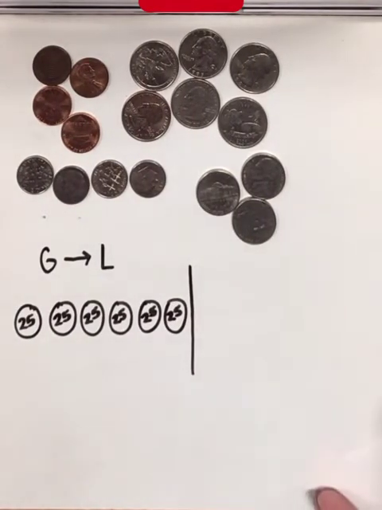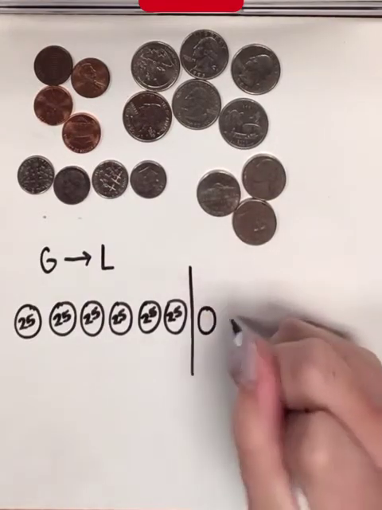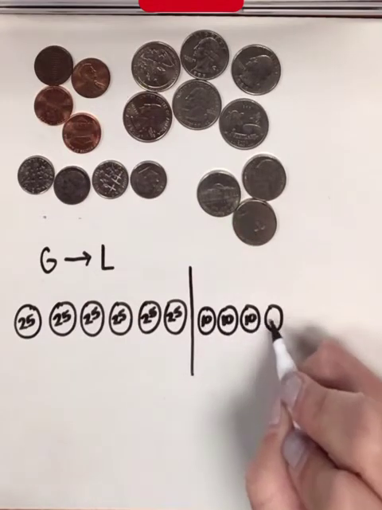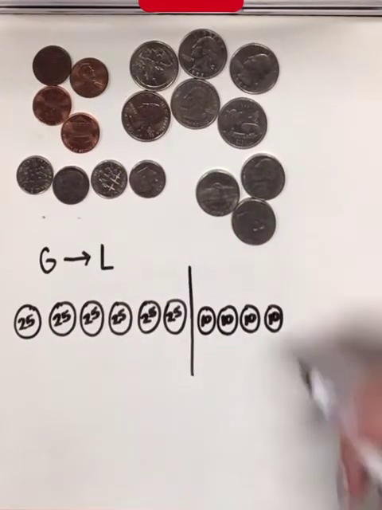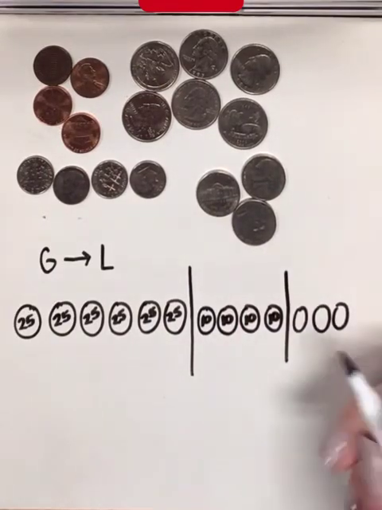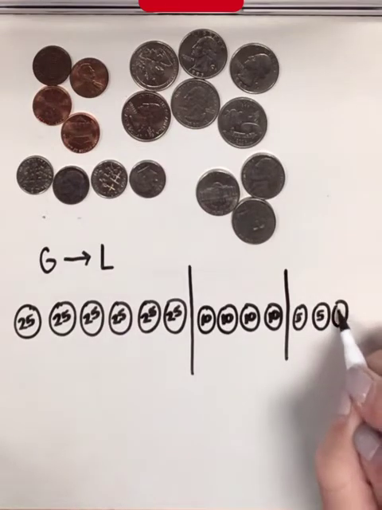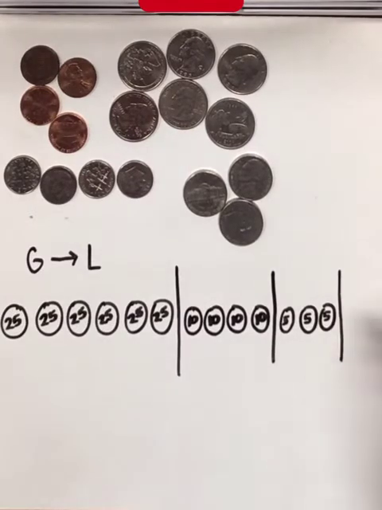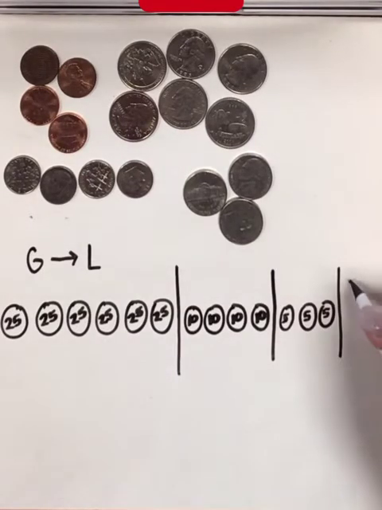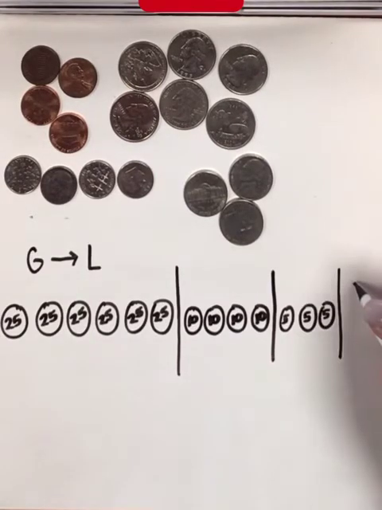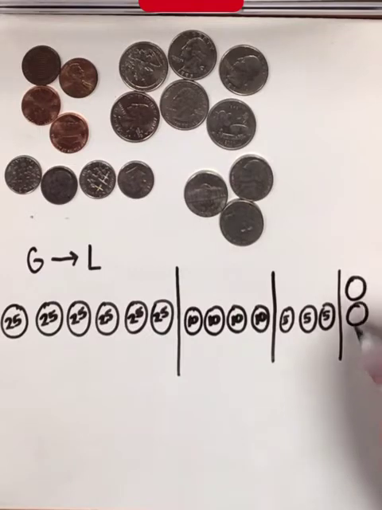So my next biggest is going to be my dime. So I have 4 dimes. Each one of those is a value of 10. I have 3 nickels, each with a value of 5. And then let's see if I can get my 4 pennies. I'm going to draw them up and down so you can still see my model. And I know that these are all of my pennies.